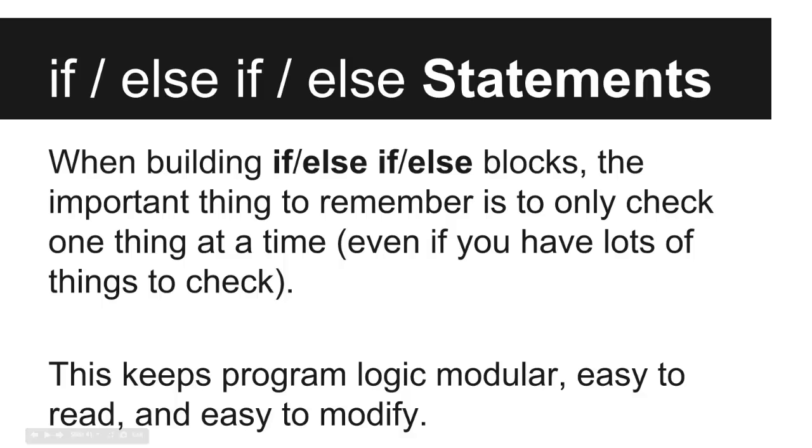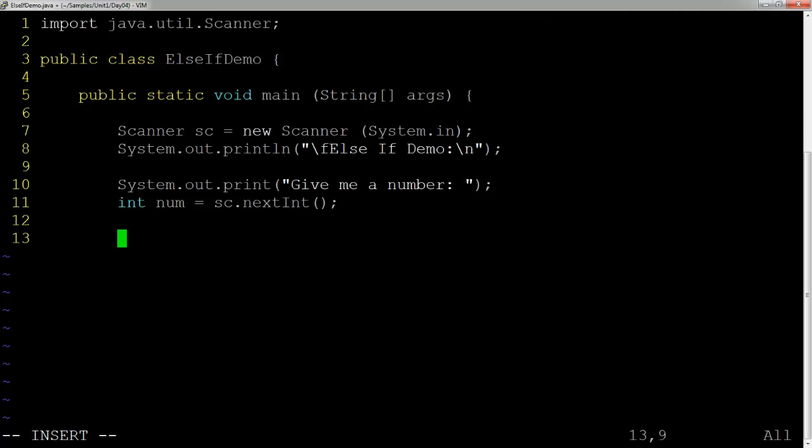Okay, now when you're building if-else blocks or if, else if, and else blocks, the really important thing to remember is that you're only checking one thing at a time. So even if you have lots and lots of things that you want to check, with this if-else block, remember that we're setting up a series of alternatives. We're setting up some number of branches, and we have to pick one of those branches, which means that we need to make sure that we're separating all of our decision making. I'm going to show you real fast what this looks like in terms of code.